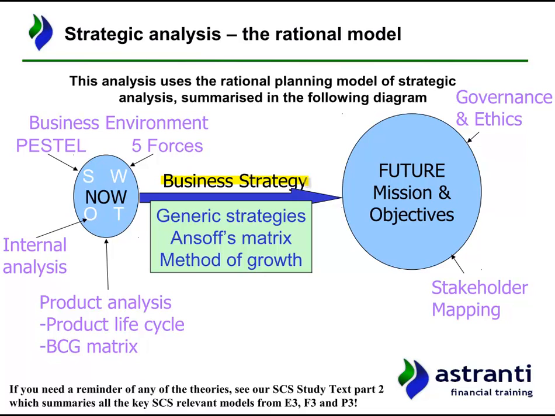And we'll do that in 3 ways. We'll think about the generic strategies of cost leadership, differentiation and focus. We'll brainstorm our options using Ansoff's matrix. And finally, we'll think of the methods of growth: which of those methods is going to be the method that we will use, and therefore decide what strategies we're going to use.